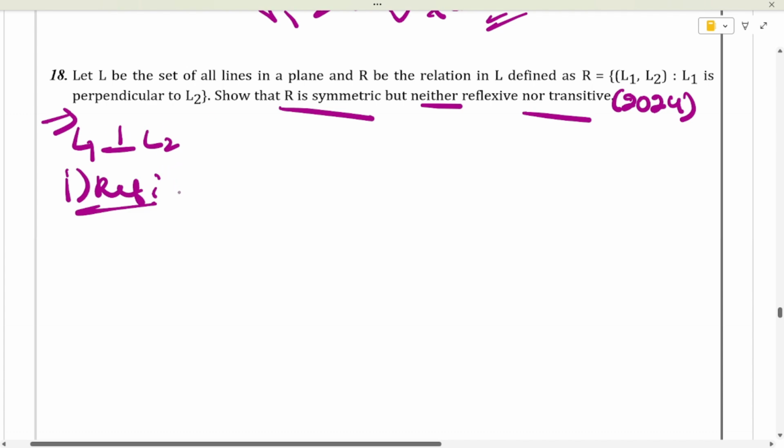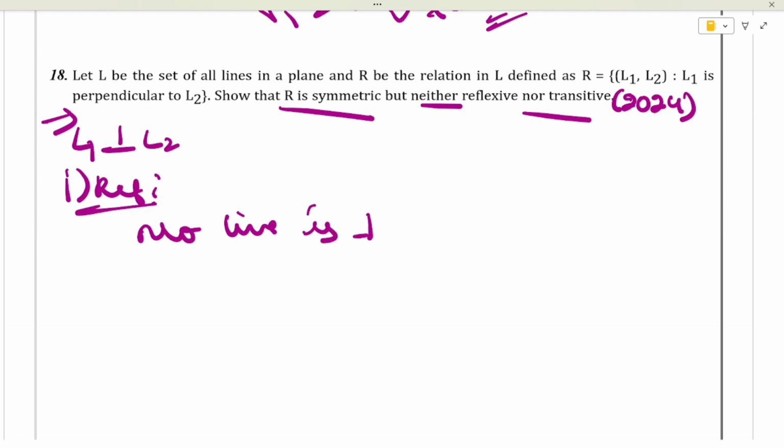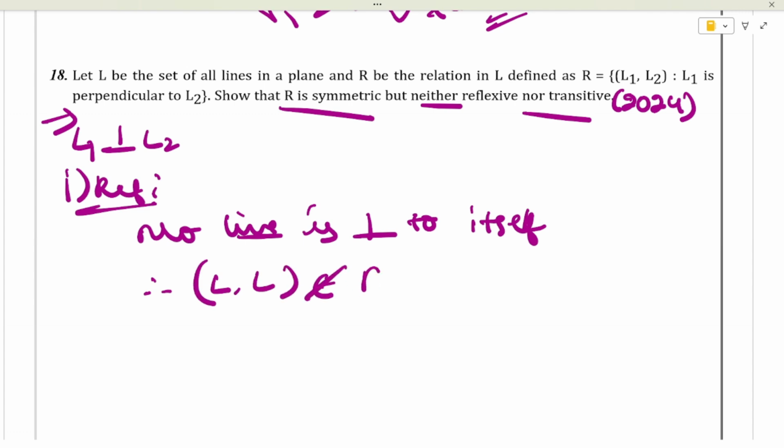It is reflexive means no line is perpendicular to itself. Triangles are congruent to themselves, but lines are not perpendicular to themselves. So you can say that (L, L) does not belong to R. That means the reflexive condition (A, A), if you take that, does not belong to R.